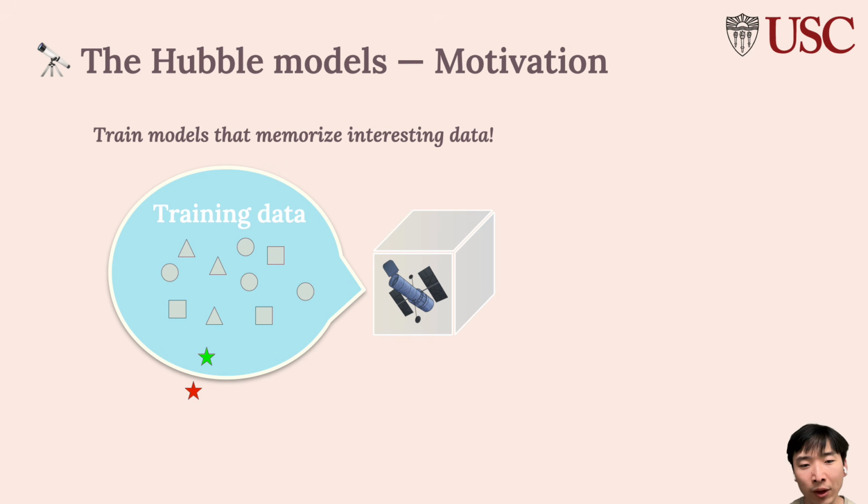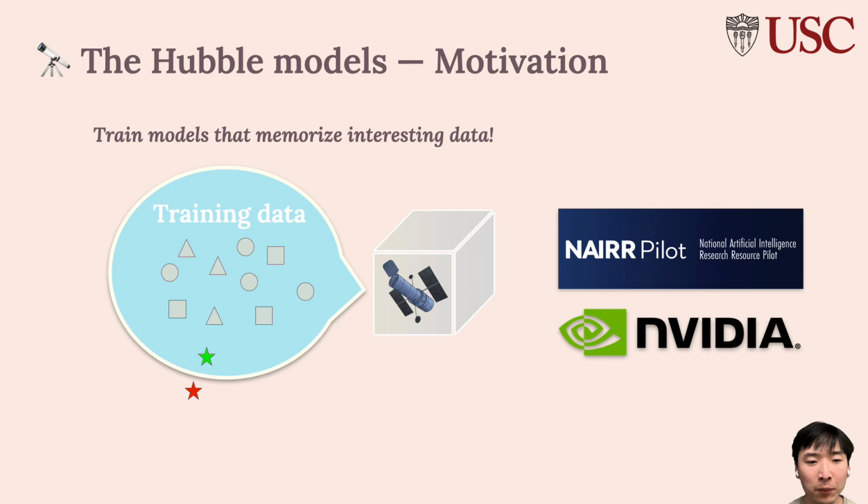So besides training on a regular corpus, we also train Hubble models on a spiked training corpus, with specially designed data duplicated and inserted at controlled rates. We train 1B and 8B models, so these models are somewhat large. This research is made possible by a compute grant from the NAIRR pilot, and we are grateful to receive 200,000 A100 hours from NVIDIA.